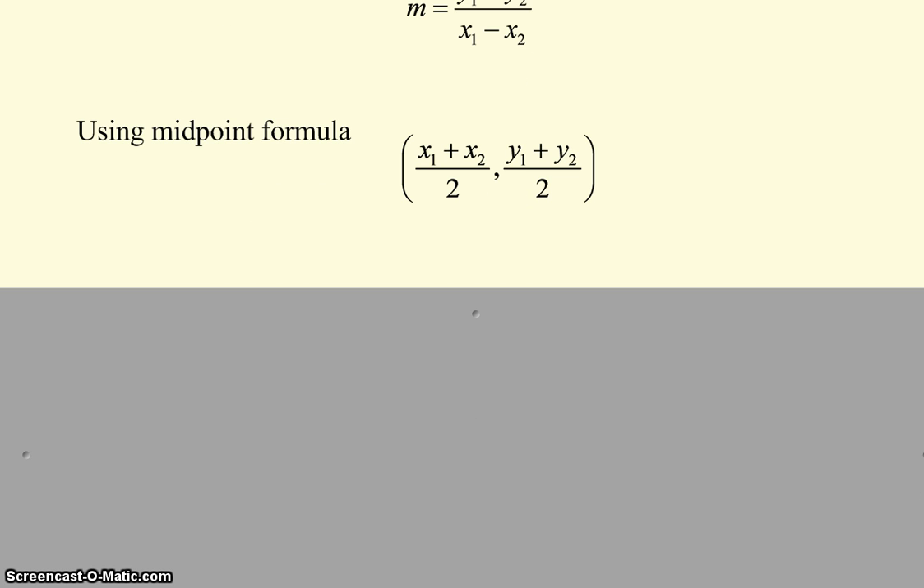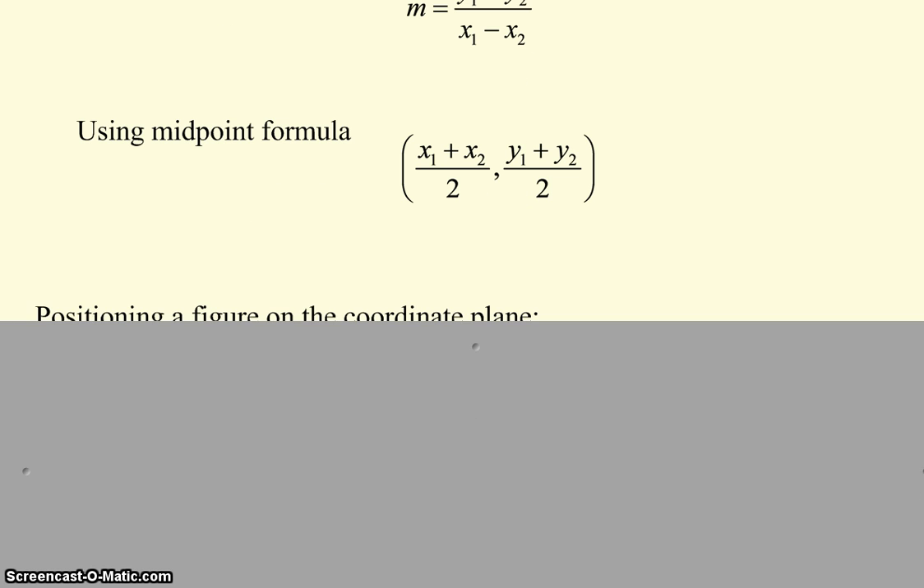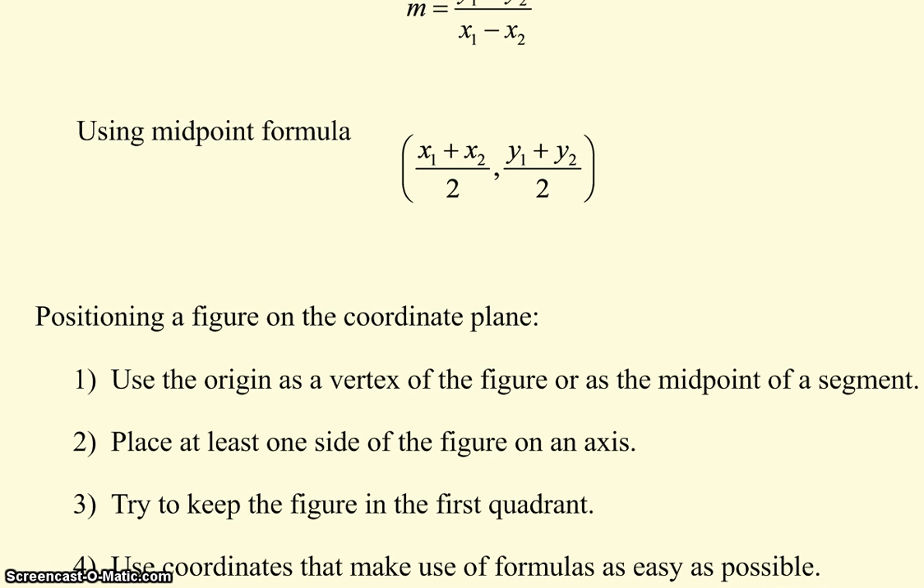Before we can actually do any type of coordinate proof, you have to be able to position the figure on the coordinate plane. There are some hints to make it easier to work with. One, take advantage of the origin. Its ordered pair is 0, 0. That's going to make it easier for the distance formula, midpoint formula, or slope formula. It's easiest to use it either as a vertex or as the midpoint of one of the sides.